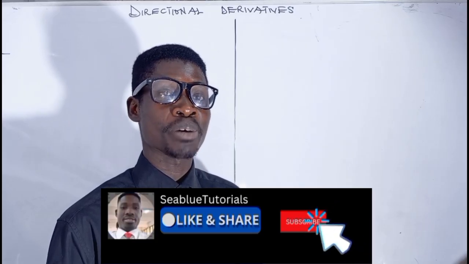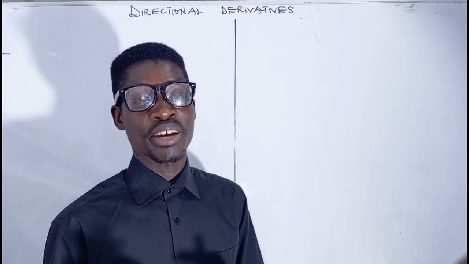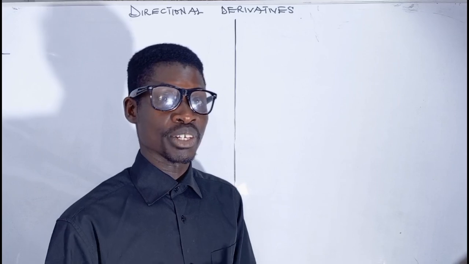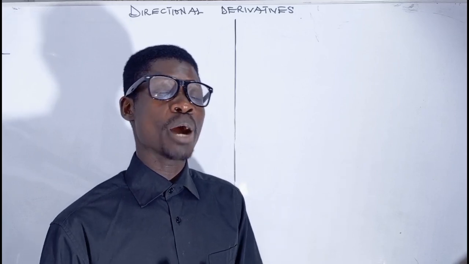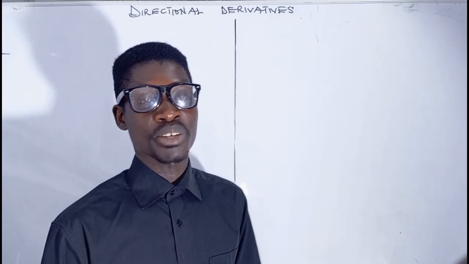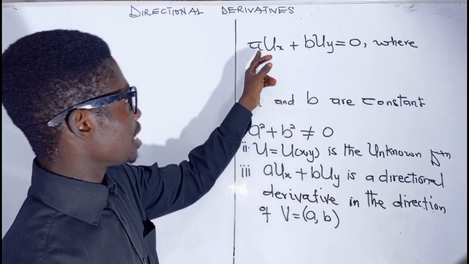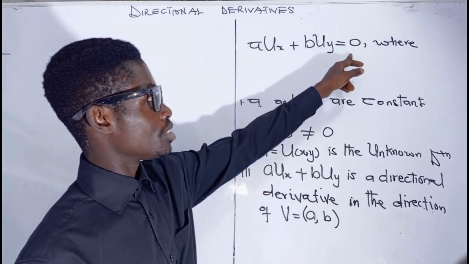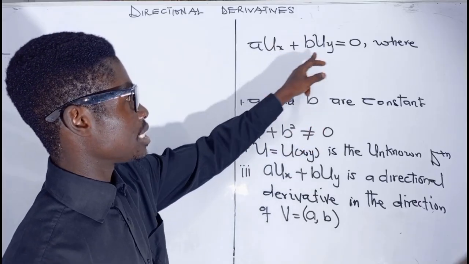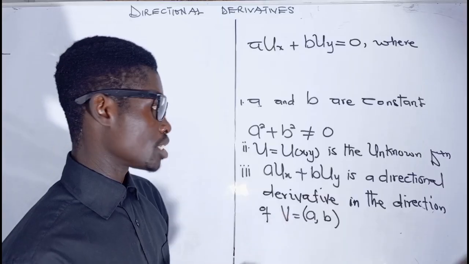Directional derivatives help us to understand how a function changes in a particular direction. And actually, PDEs are directional derivatives. In today's lesson, our main focus is going to be on how we can solve a partial differential equation which is a directional derivative of this very form: a u_x + b u_y = 0, where a and b are constants. a and b are the coefficient of u_x and the coefficient of u_y. And then a and b are also not equal to 0.